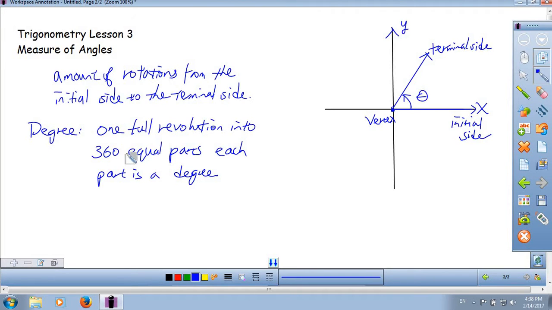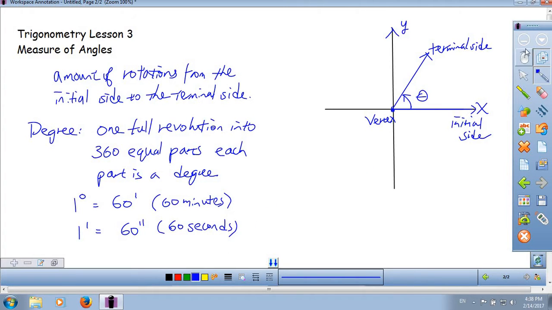Now, 1 degree, if you divide the circle into 360, is going to be very small. However, if we talk about physical objects as large as Earth, a degree is actually too large. The degree symbol is a little circle here. So we divide 1 degree into 60 minutes, and 1 minute is further divided into 60 seconds.